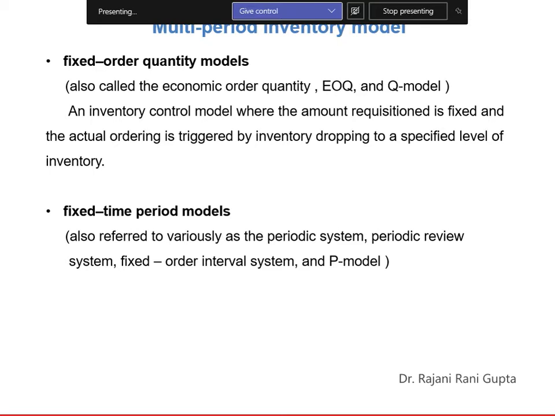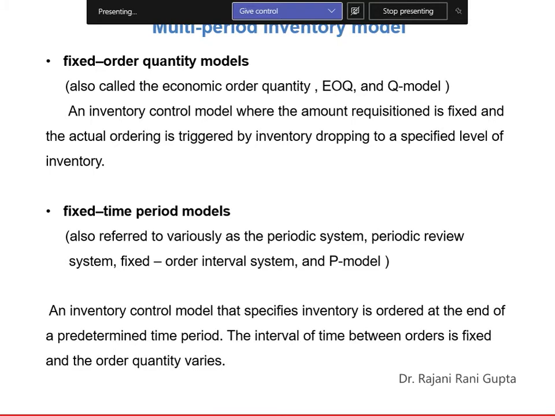Now, what do we mean by a fixed order quantity model? It is an inventory control model where the amount of requisition is fixed and the actual ordering is triggered by inventory dropping to a specific level. So fixed order means the quantity, the amount of order to make, is fixed. That's why it is known as fixed order: the quantity to order is fixed.